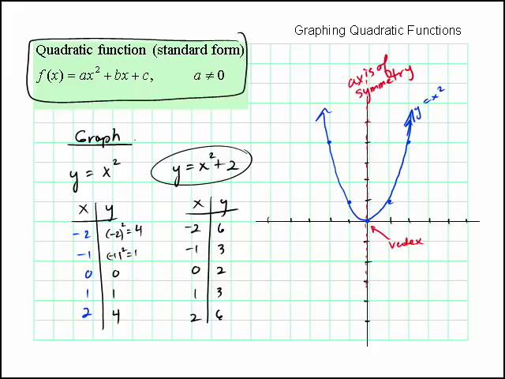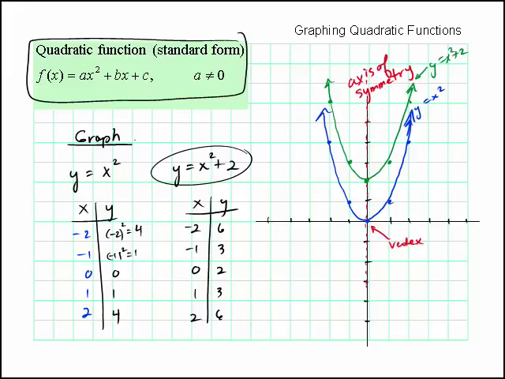Now let me plot those points, and I'll use green here. Negative 2, 6 is here. Negative 1, 3 is here. 0, 2 is here. And here are the other points. Connect the dots. And this is the graph of y equals x squared plus 2.